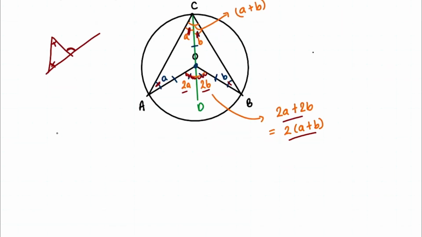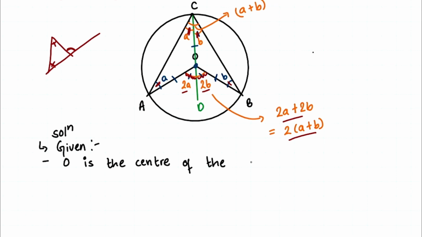Now let's write all of this in a little bit formal way. So we have our solution, and then we have our given. So first, we know that O is the center of the circle. This is given. And angle AOB and angle ACB, our AOB and our ACB are central and inscribed angles standing on the same arc AB.